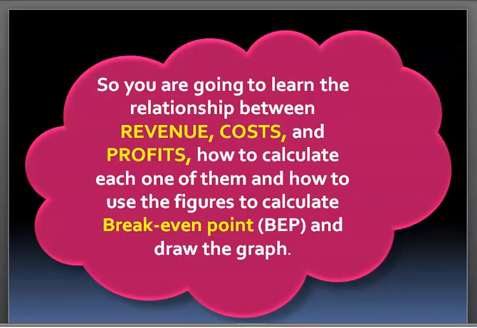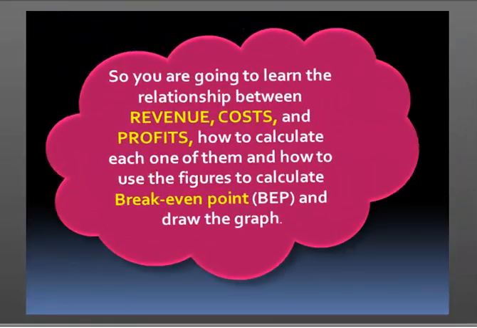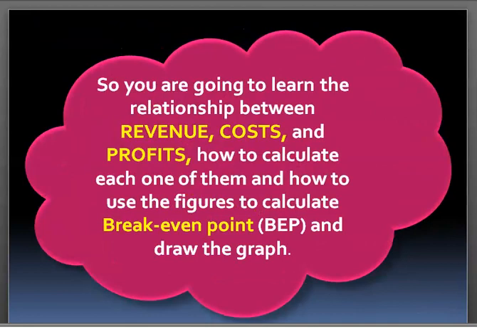So now you're going to learn the relationship between revenue, cost, and profit. How to calculate each one of these costs and how to use the figures to calculate the break-even point. How to draw the graph and how to even explain. But today I'm not going to teach you how to explain, that's going to be in the next video. Okay, so today we're just going to do calculations.